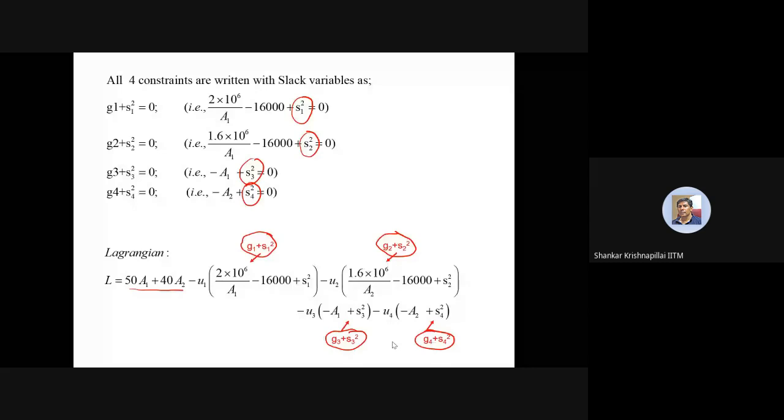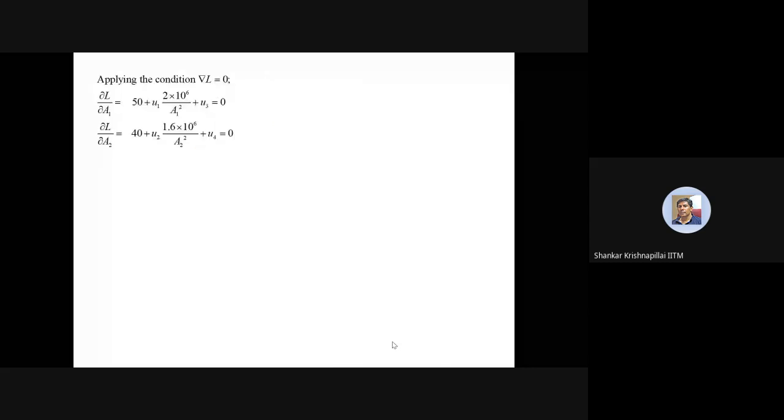So now first you have to write del L equal to 0, or partial L by partial A1 equal to 0, partial L by partial A2 equal to 0. So they will give these two equations.